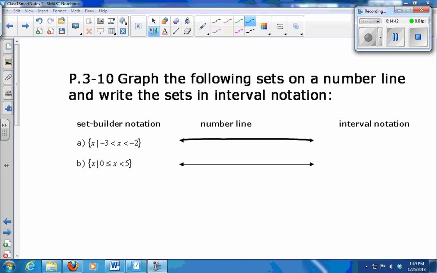The set of all x's such that -3 is smaller than x, which is smaller than -2. Okay, so x is sandwiched between -3 and -2. So I'm just going to throw a -3 and a -2 on my number line here. Both of my inequality symbols do not have an equal sign, so both of my circles are going to be open, and then we shade all the numbers in between.